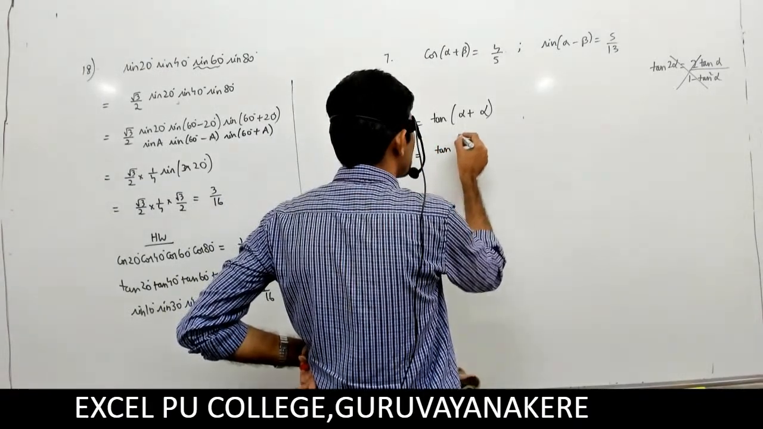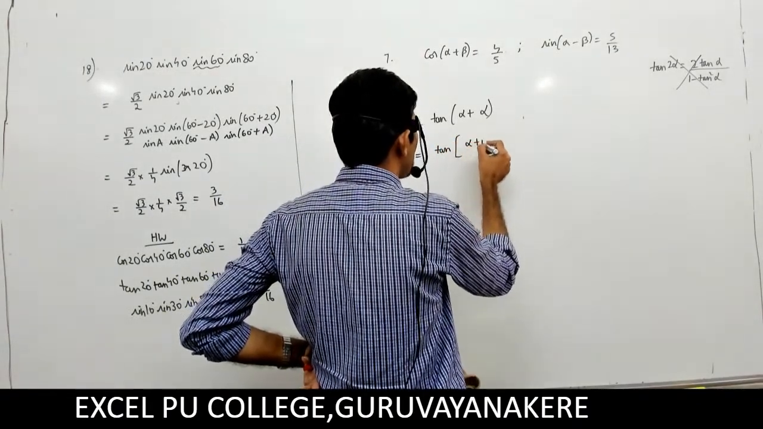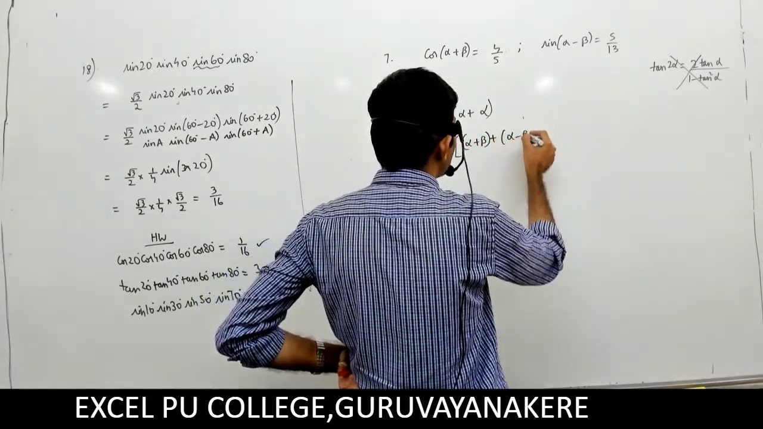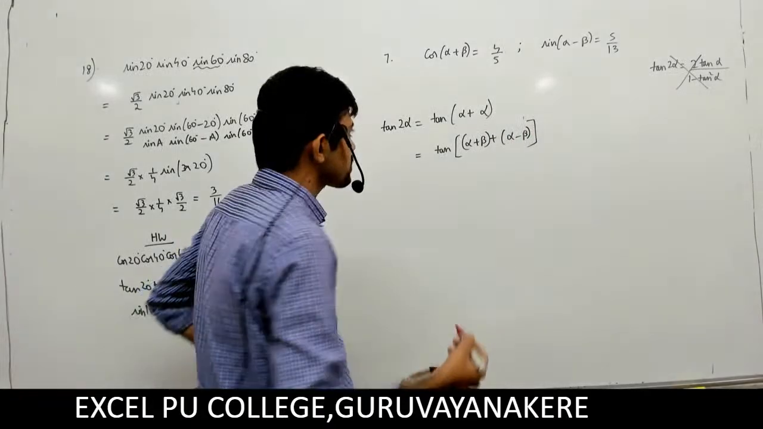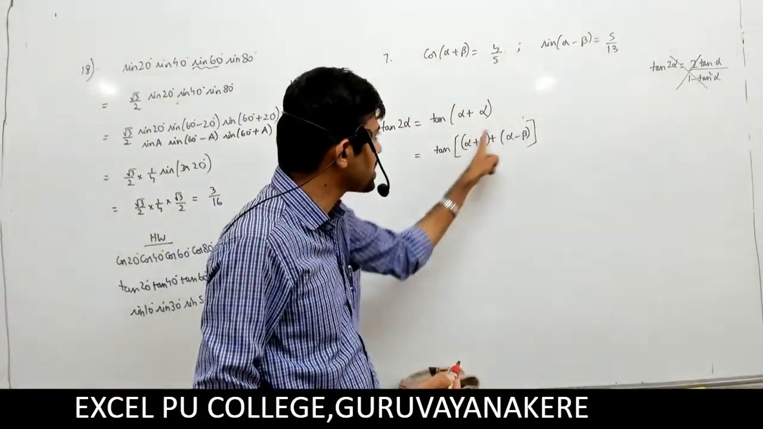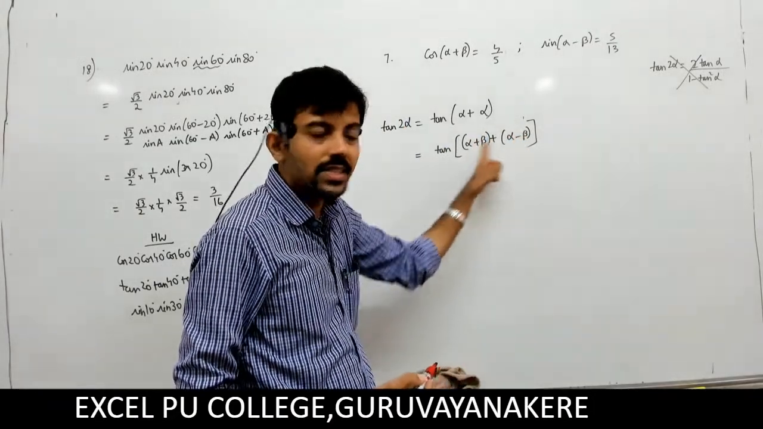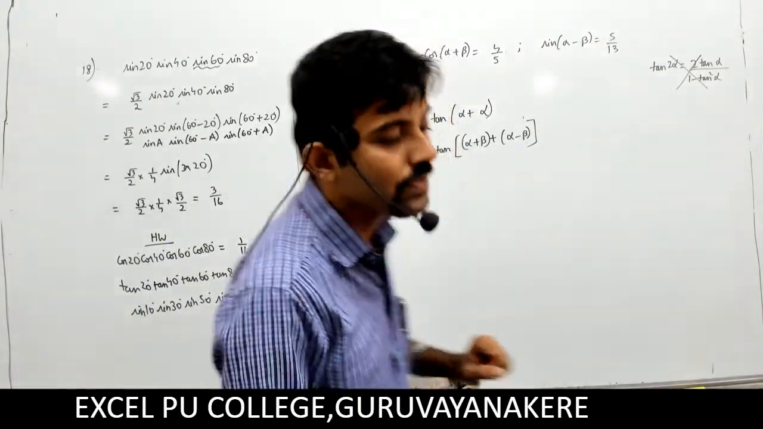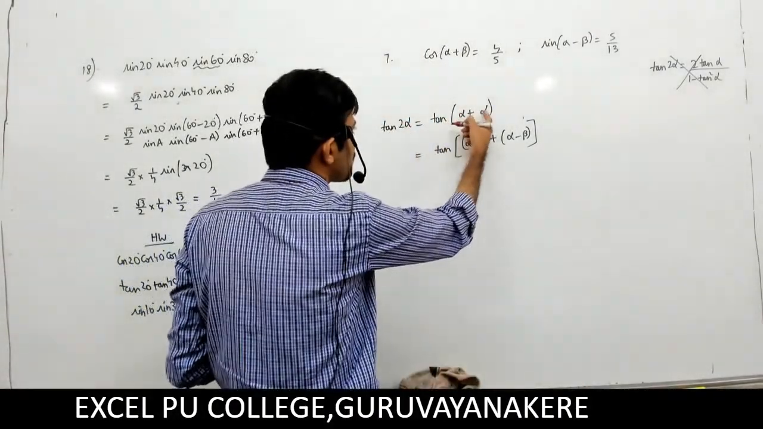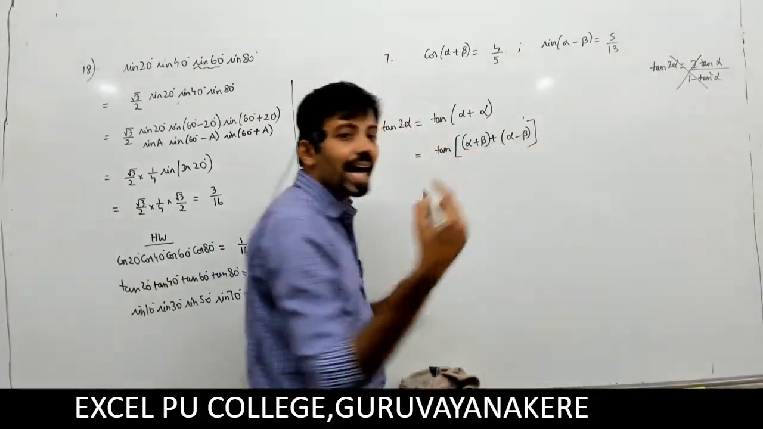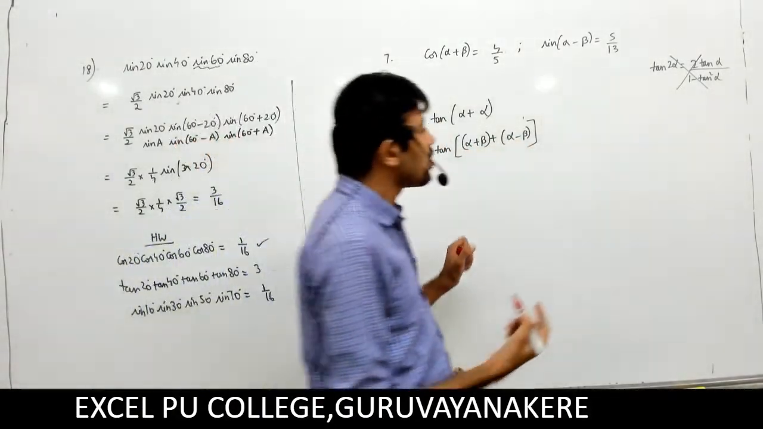This is tan of, we write this as alpha plus beta plus alpha minus beta. Alpha plus alpha is 2 alpha, plus beta minus beta will cancel out. Correct? Is that clear? Writing 2 alpha as alpha plus alpha, add and subtract beta. Tan of a plus b formula. What is tan of a plus b?